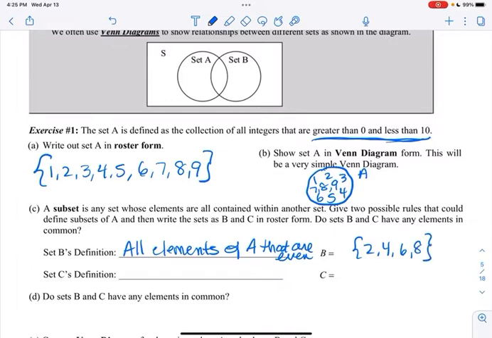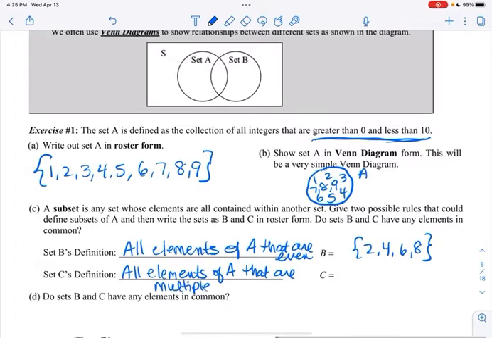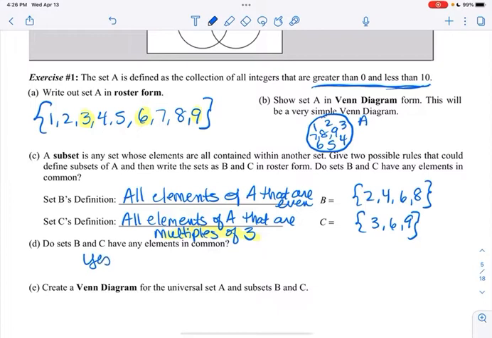And set C is going to be, and I'm just making these up, all elements of A that are multiples of 3. So if I go to look at set A up here, I want to look at the ones that are multiples of 3. Well, that would be 3, 6, 9. And again, I'm going to write that in roster form. Do sets B and C have any elements in common? They sure do. 6 is even, and it's a multiple of 3.